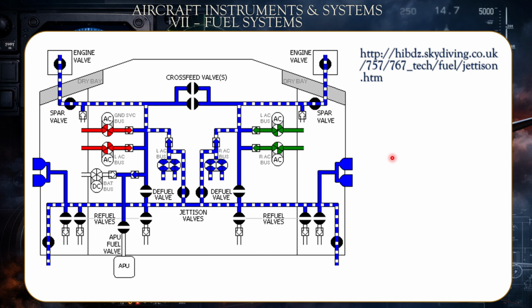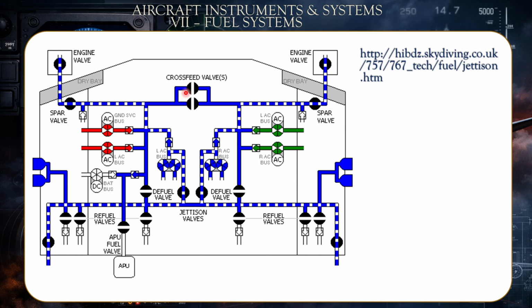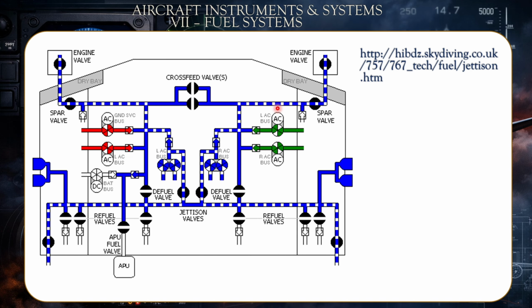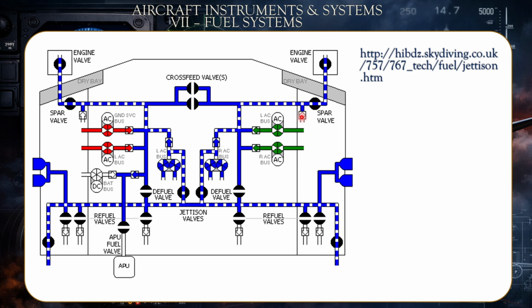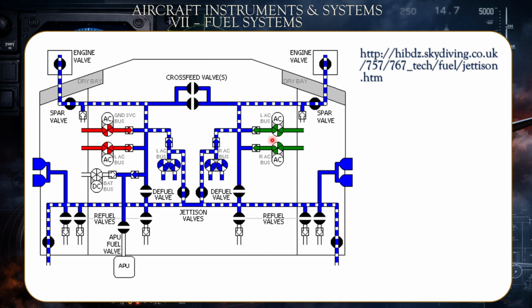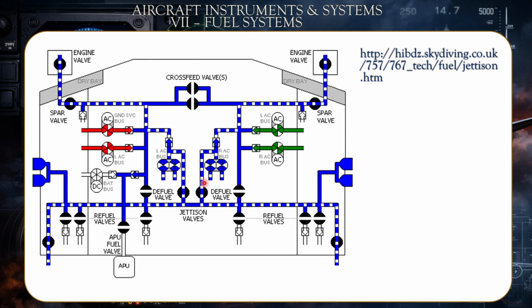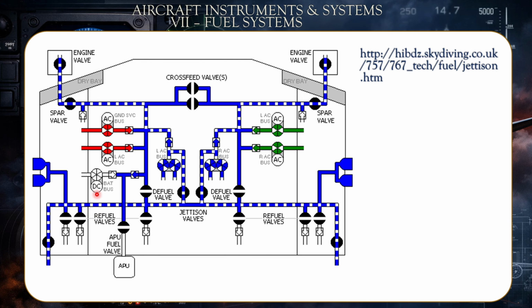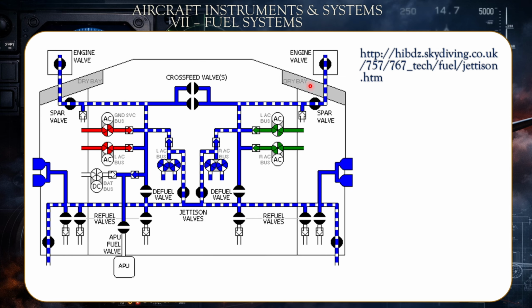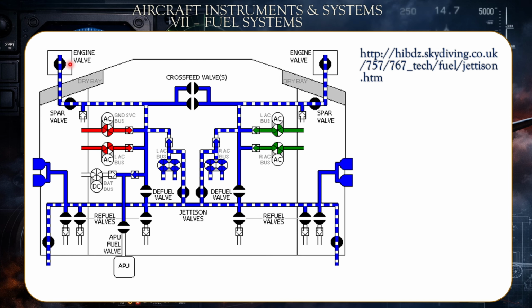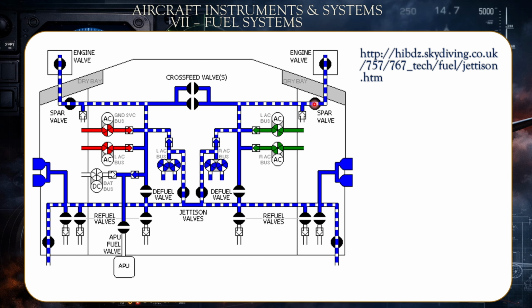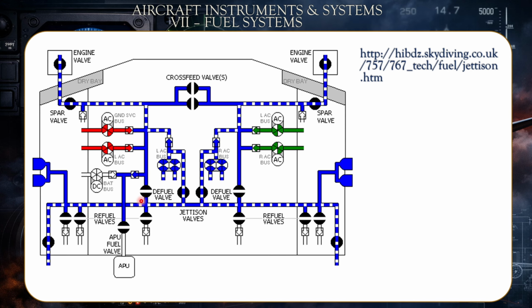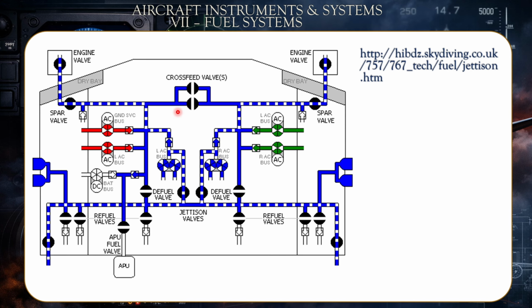This is a display of the fuel system. You have the crossfeed when you want to transfer the fuel from the left wing to the right wing or vice versa. You have the fuel pump, the fueling valve, and the engine valves, left engine and right engine, that open and close to increase the intake of fuel within the engines. And you also have the APU, etc.